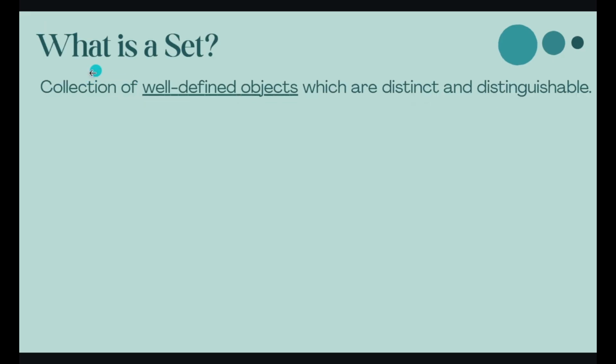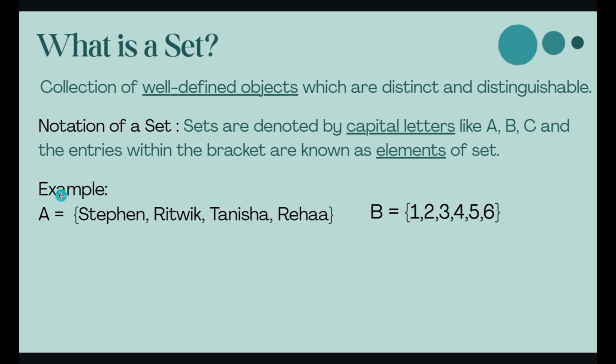Now starting the chapter with the definition itself, what is a set? A set is a collection of well-defined objects which are distinct and distinguishable. Notation of a set. For example, there are two sets, set A and set B, which are denoted by capital letters like A, B, C or anything, and the entries within the brackets are known as the elements of the set.